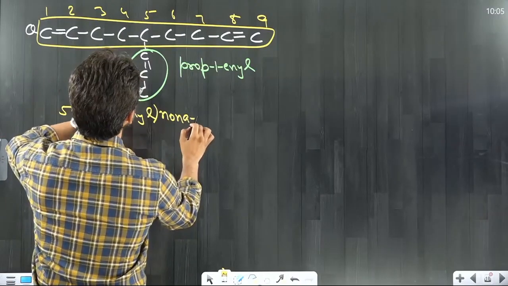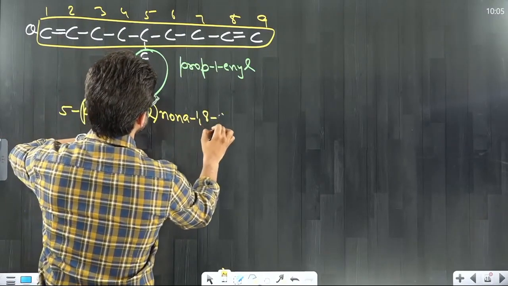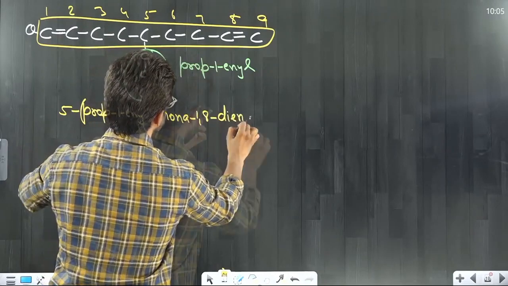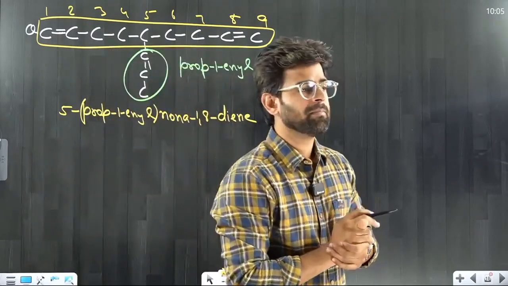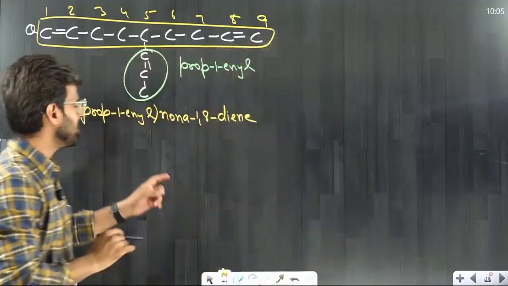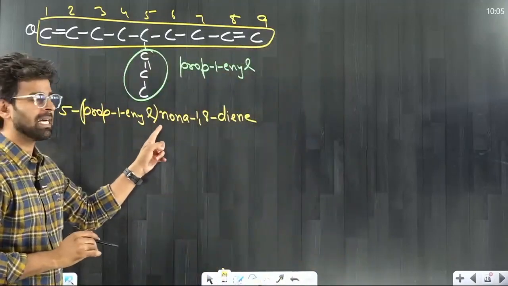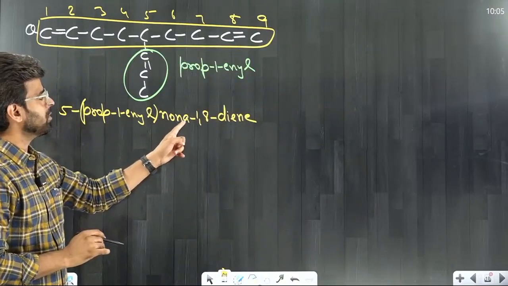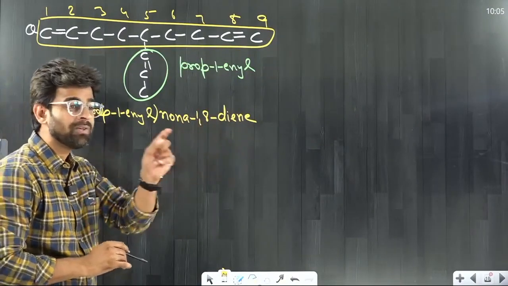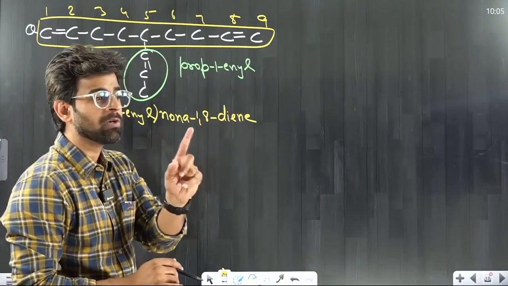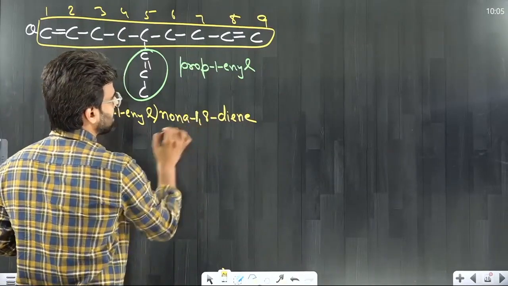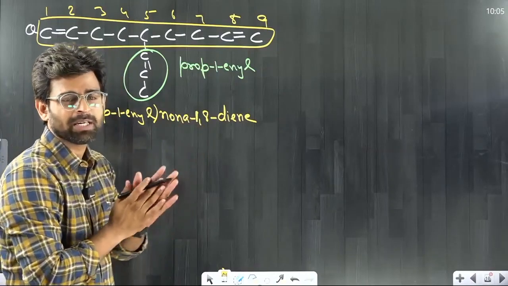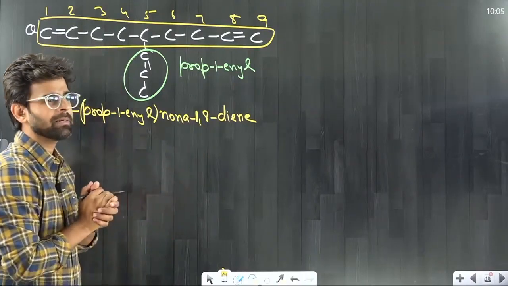And now what is next? 1,8-diene. Fine. 1,8-diene. Is everyone with me? 5-prop-1-enyl, nona-1,8-diene. Why nona? Because there are how many carbons? 9 carbons. Fine, right? Got the point?